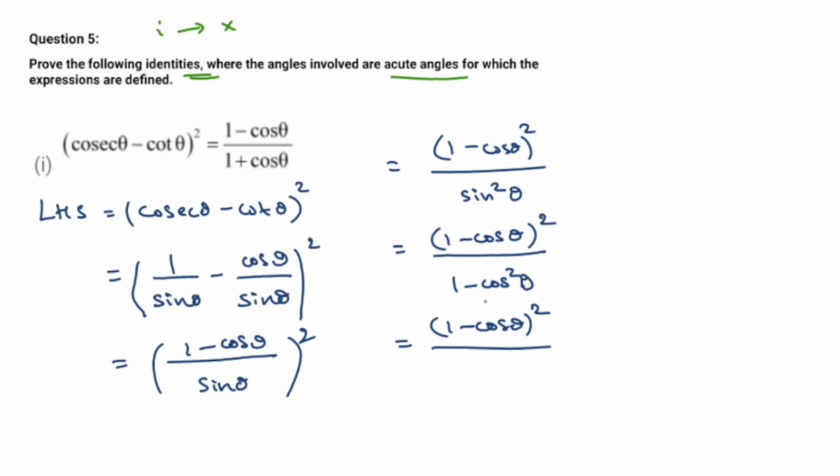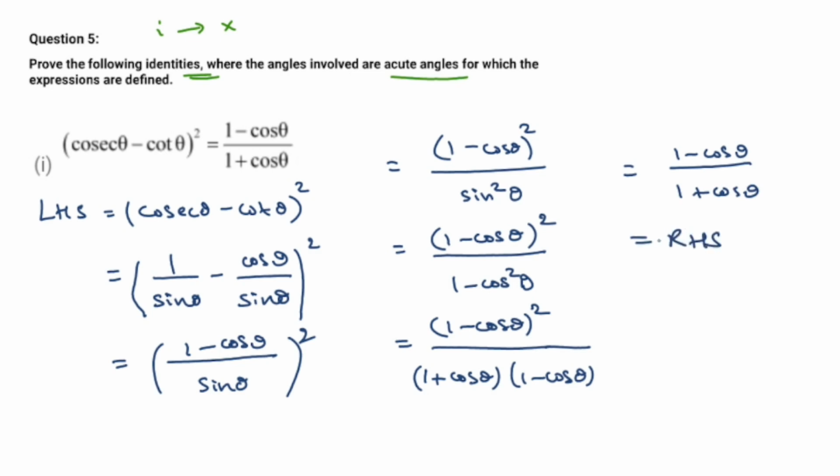So we can use the identity a square minus b square, which is (a plus b) into (a minus b). So we can write this as (1 plus cos theta) into (1 minus cos theta). 1 minus cos theta cancels with 1 minus cos theta. So we will remain with (1 minus cos theta) divided by (1 plus cos theta), which is RHS.